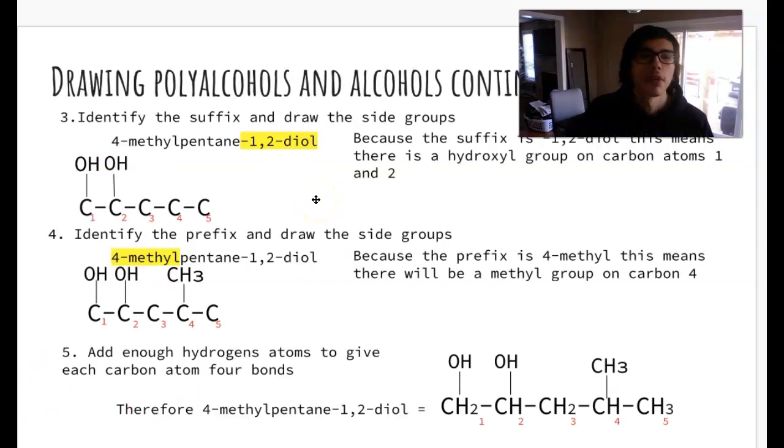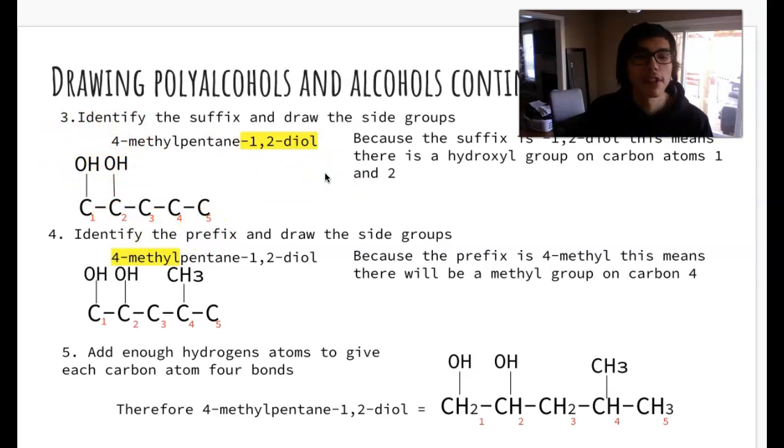The third step in drawing polyalcohols and alcohols is identifying the suffix. To do this, you once again look at the name that is given, and you find your parent alkyne, which is pentyne, and then look to the right of that, and it'll give you your suffix. Because the suffix is -1,2-diol, this means there's going to be a hydroxyl group on carbon atoms 1 and 2. We know there are 2 hydroxyl groups because there's a di on the ol, so that means there's 2. And then we can draw our hydroxyl groups on carbon atoms 1 and 2 here.